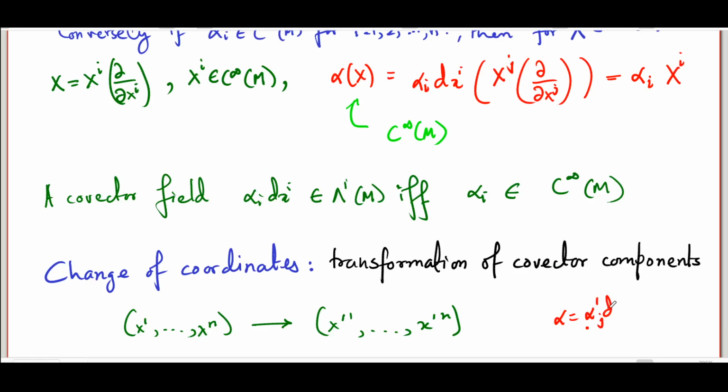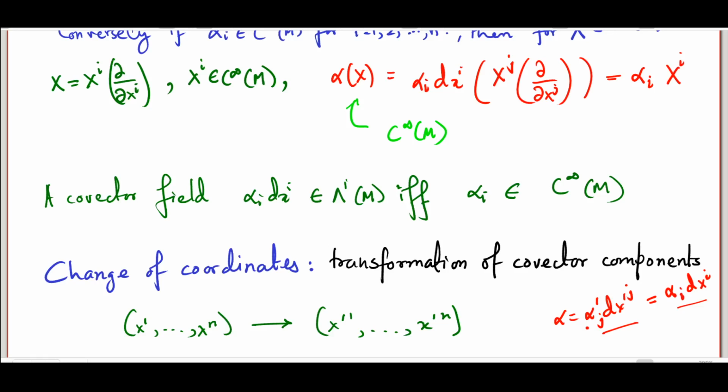And if you were to use a new coordinate basis and express alpha, the covector, as alpha prime j dx prime j, how would the alpha prime j's actually relate to the old components alpha i, where alpha i dxi is just an equivalent way of talking about alpha? Of course, both of these ways of talking about alpha can be used only in the intersection of the two domains, u intersection u prime.